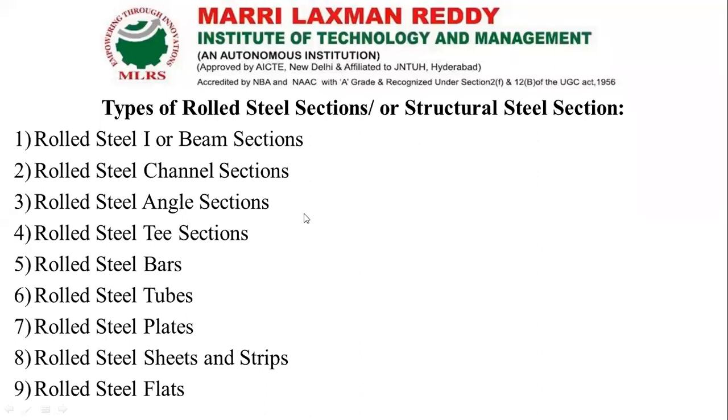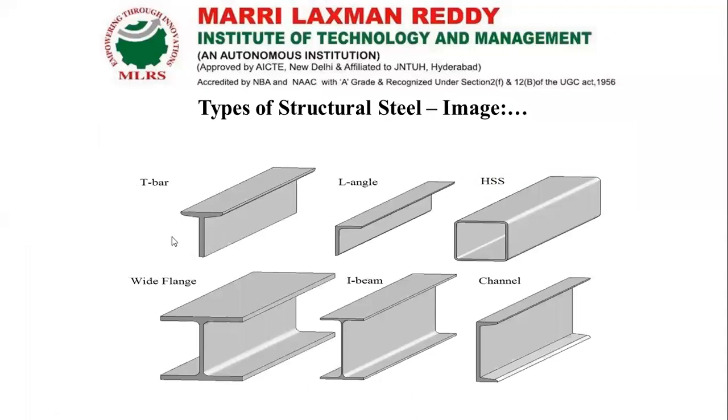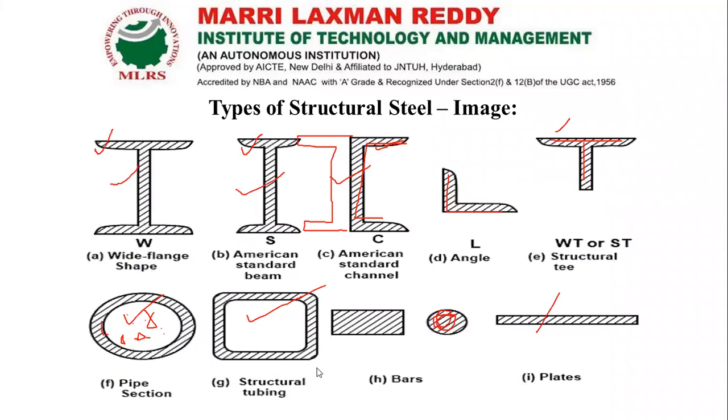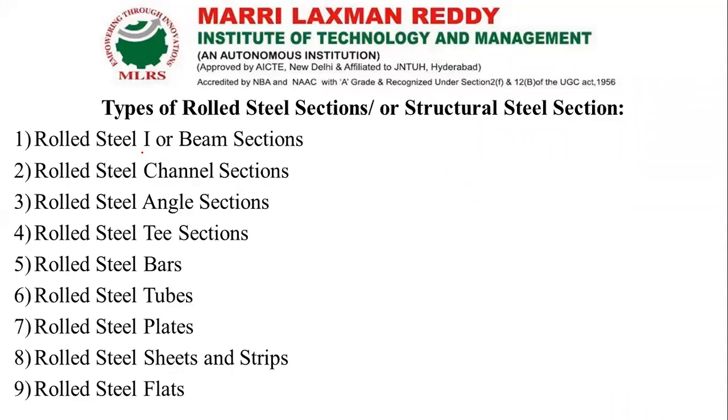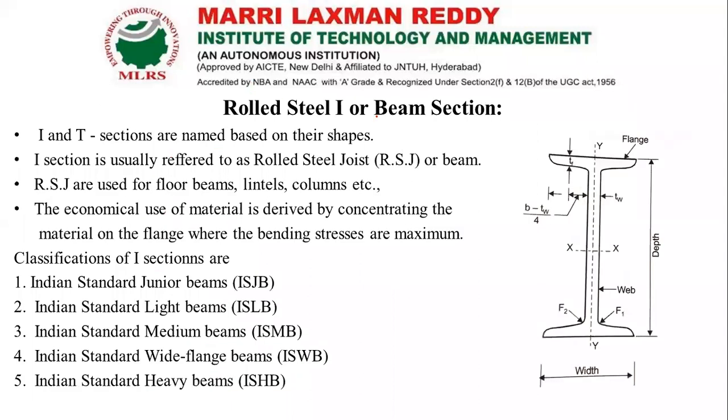So the next topic we are going to discuss is types of rolled steel sections, or structural steel sections. Now that we have discussed that in the previous slide, now the T-bar, angle, and hollow tube sections, then T sections, plates, I-beam, channels, etc. These we have discussed: I-beam, channel section, angle sections, T sections, bars, tubes, plates, sheets, and strips. By using sheets and strips, we can make these tubes also. And flats.